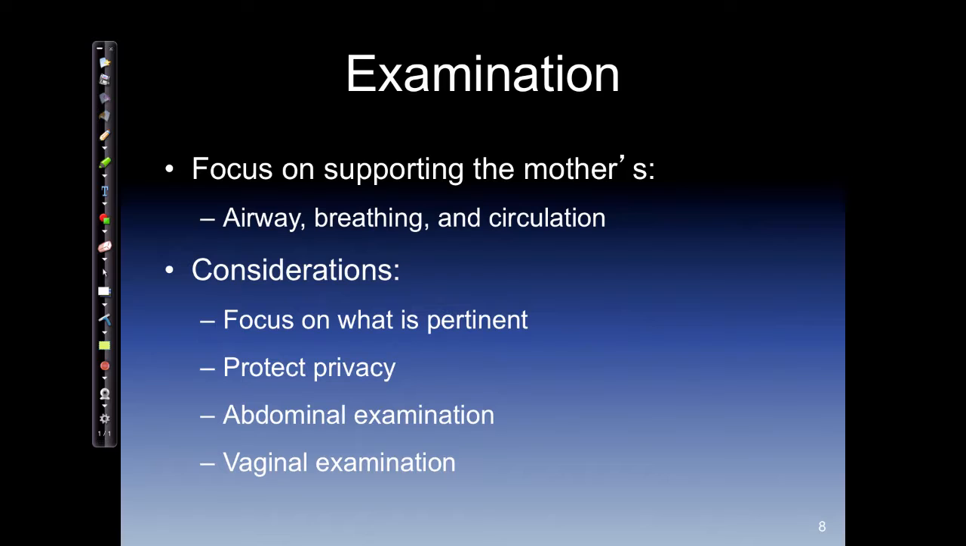Examination: focus on supporting the mother's airway, breathing, and circulation. Considerations of this: focus on what's pertinent, protecting the airway, proper draping. Abdominal examination: look for cesarean scars, fetal movement, heart tones, palpate the abdomen, or perform a Leopold's maneuver. There should be a link on the learning management system so that you can see a Leopold's maneuver performed. It gives you an idea from general assessment of the abdomen where the kiddo actually is and what part is presenting. Vaginal examination: is the child crowning, and has the bag of waters ruptured?